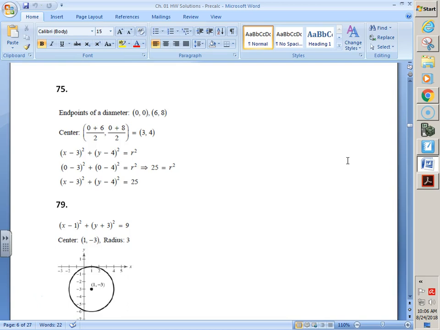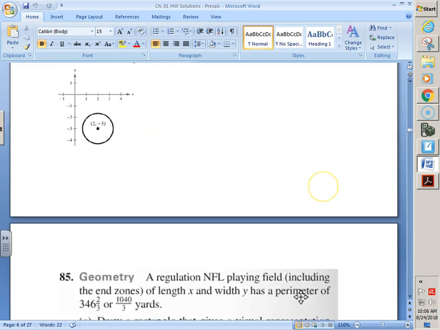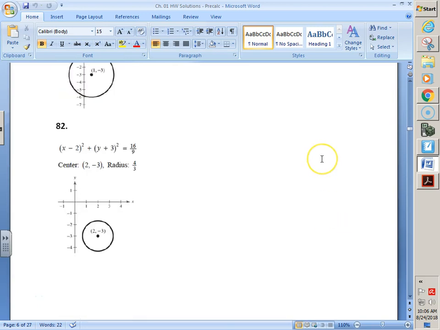But you're right, the next even is 82, right? Okay. Anybody still checking? I don't want to cut you off. Okay, 82. Just not going to touch it. Center, radius.